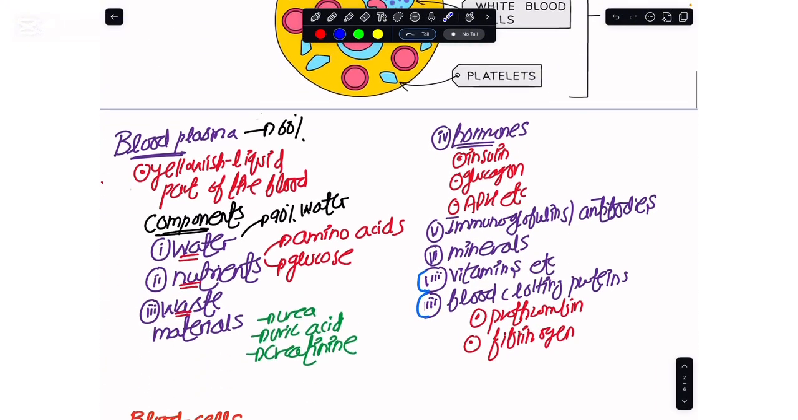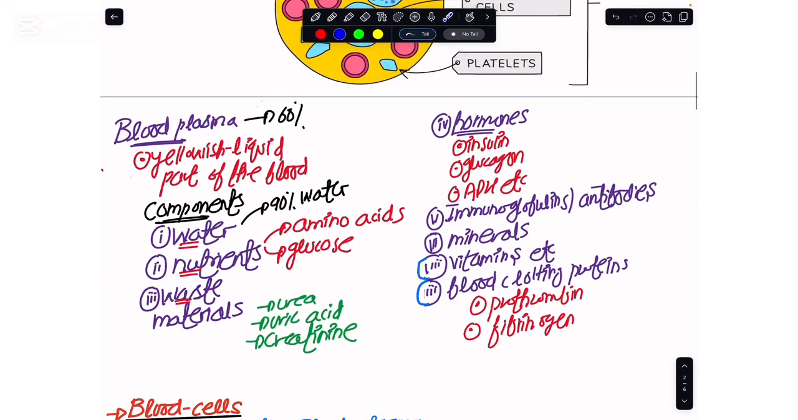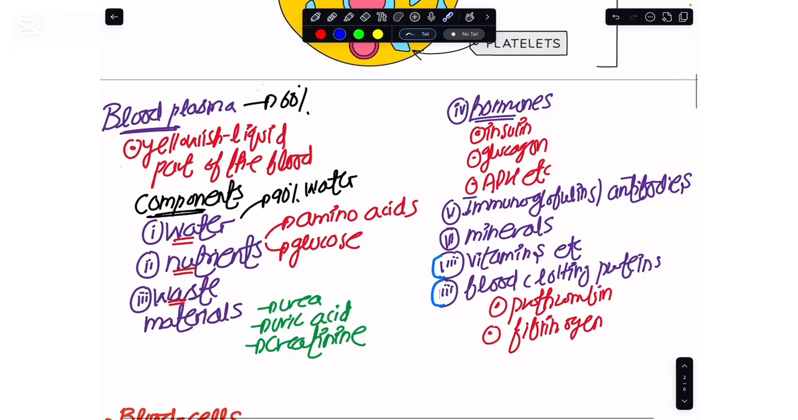So if I were to tell you how this blood plasma is important and what composition it has in itself, overall this makes 55 to 60% of the blood. And if we have to describe it, this is the yellowish liquid part of the blood. Among the various components that it has in itself, we would have water, and blood plasma is itself 60%, but the water in it is 90%.